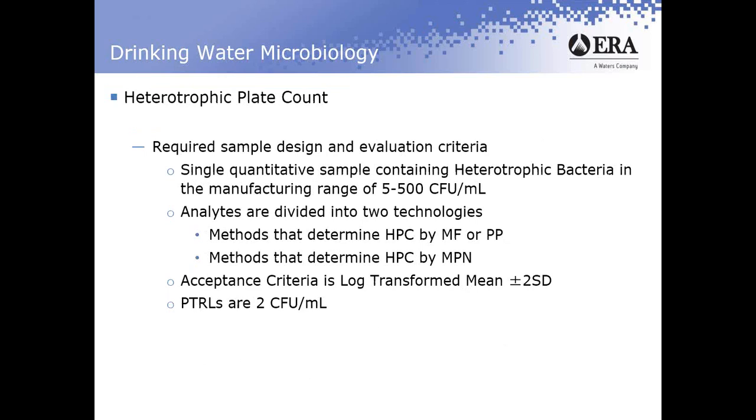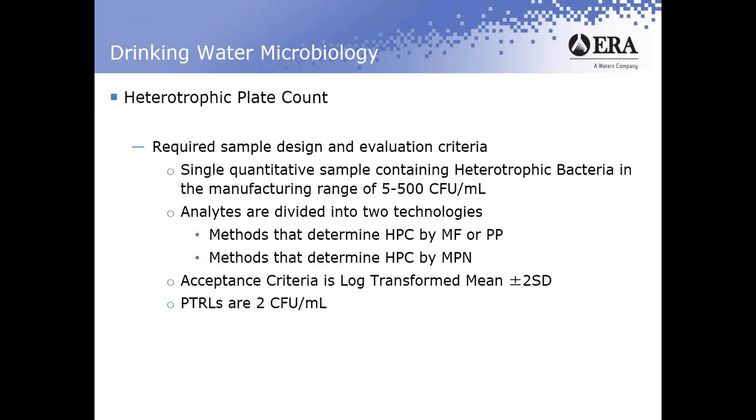Okay. Heterotrophic plate count. All the PT providers are required to follow the following design and evaluation criteria. It's a single quantitative sample containing a heterotrophic bacteria in the manufacturing range of 5 to 500 CFU per mil.